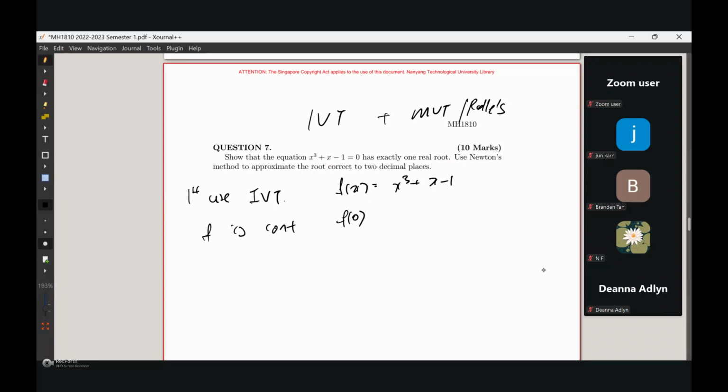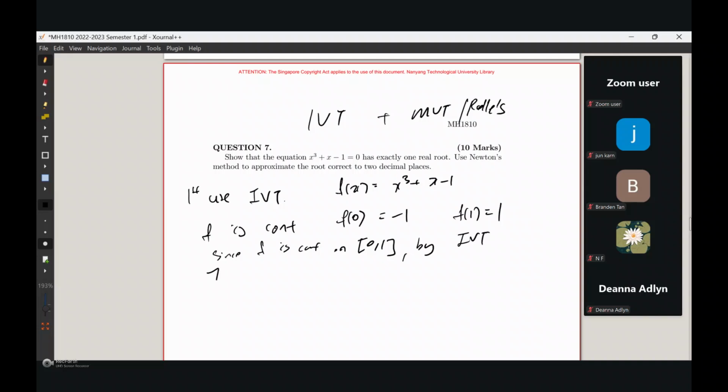So let's take any point. f of 0, what's f of 0? Negative 1. f of 1 is 1. Since f is continuous on the closed interval [0, 1], by IVT, there is a root c such that f of c is equal to 0, where c is between 0 and 1.